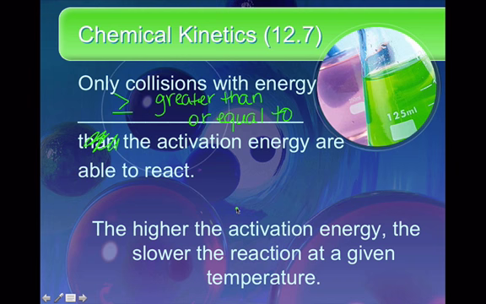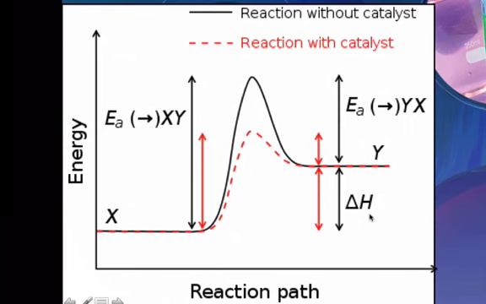The higher the activation energy, the slower the reaction at a given temperature. So the higher the activation energy, the more energy it takes, the slower the reaction is going to go because fewer collisions will have enough energy to overcome that activation energy and for the reaction to take place. And this is a diagram we've looked at before.